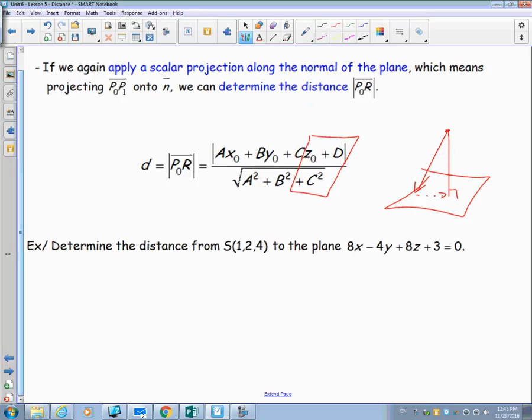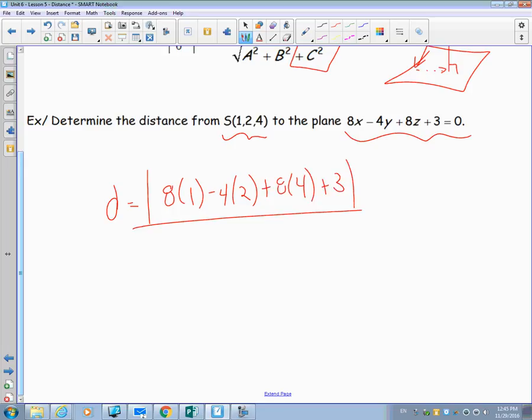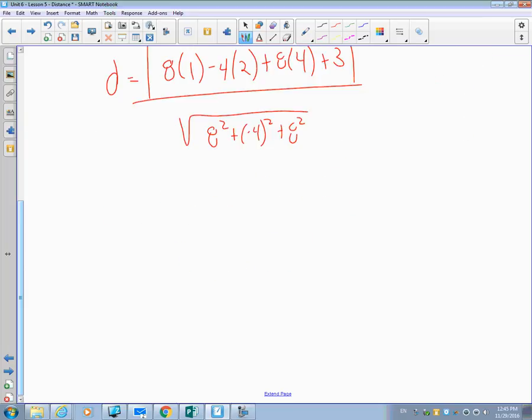So we need Cartesian form, we need a point. Here's a point, here's Cartesian form. So my distance will be the, back to absolutes because we're creating scalars, 8 times 1 minus 4 times 2 plus 8 times 4 plus 3, all over the magnitude of our normal. Okay, so exactly what you would have done with lines in R2, you do with planes in R3.